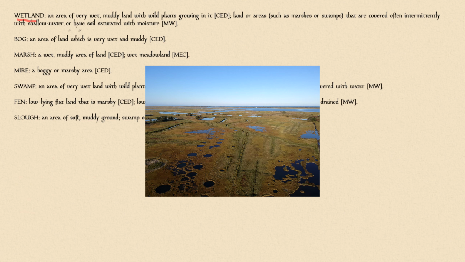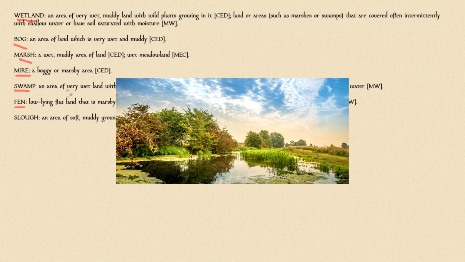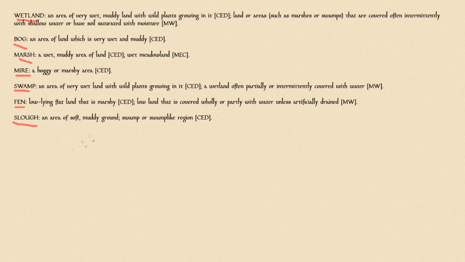A wetland is a land that's wet. A bog, marsh, mire, these are all basically the same thing as far as I can tell. A swamp is a wetland with plants growing in it. And a fen is a lowland and a wetland. And a slough is basically like a swamp or a swamp-like region.